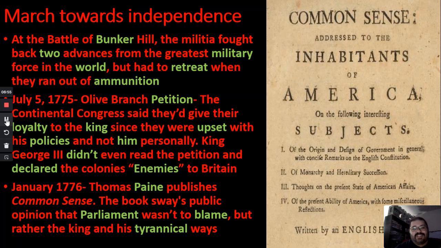King George is told this is a letter from the Continental Congress. It's for you. He didn't even read it. He just basically goes, huh, and then declares these colonists enemies to the British crown.